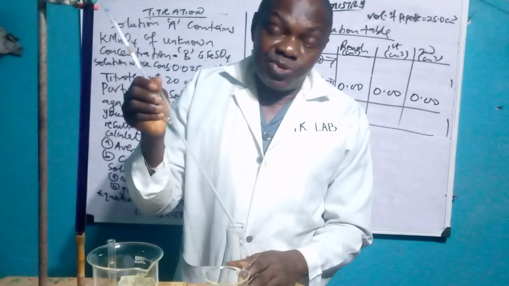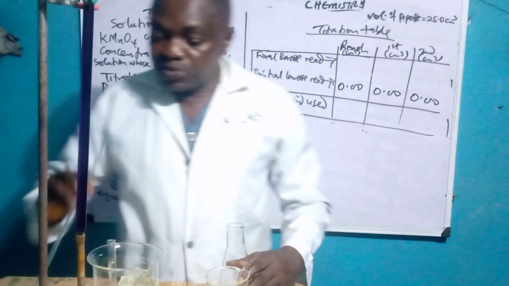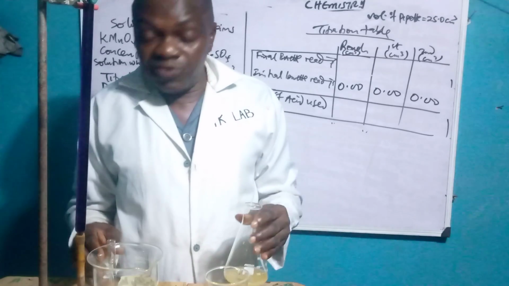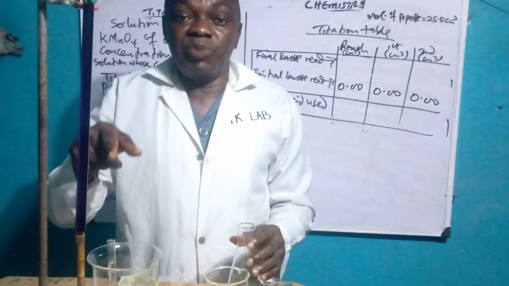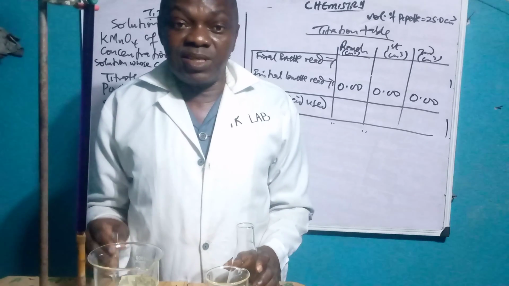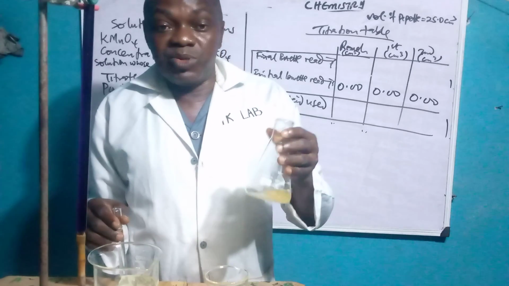The way your teacher teaches you to get your endpoint, that's what you should follow. So we have had this one. The next thing is to acidify it. If you don't acidify it, it will not be able to change, because you normally use acidified KMnO4, but in this case you have to acidify this so that it can produce the color change.